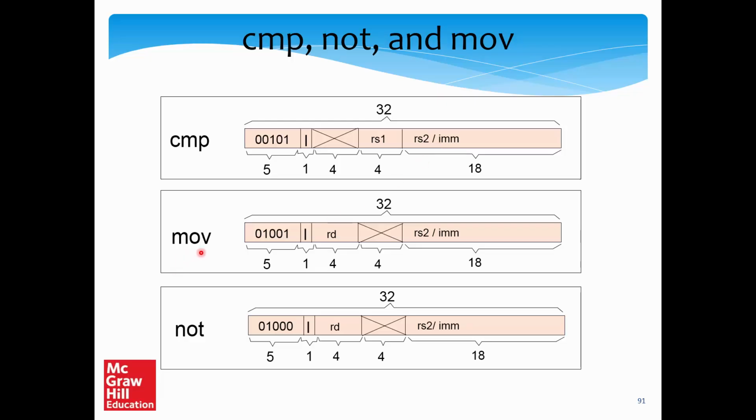The move instruction will not have the first source operand, but will have a destination register, and the second source operand can either be a register or an immediate. Similarly, the not instruction will be similar to the move instruction. It will not have its first source register. It will have a destination register, and we'll have the rs2/im, where it will have a single operand which can either be a register or an immediate. So we'll use the rs2 field.